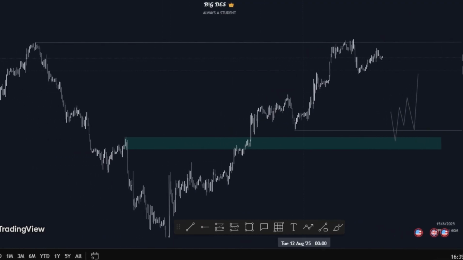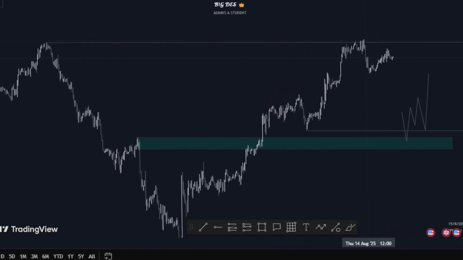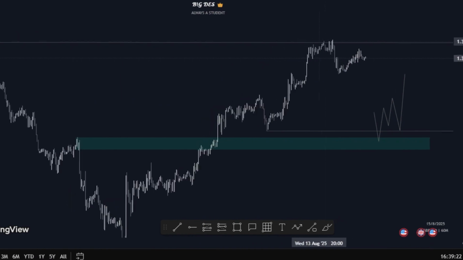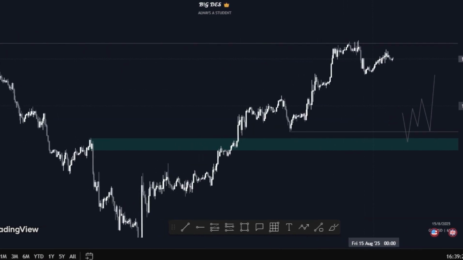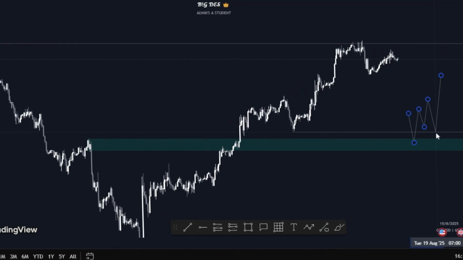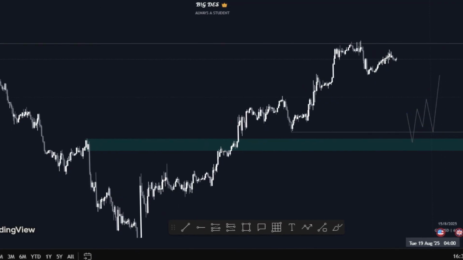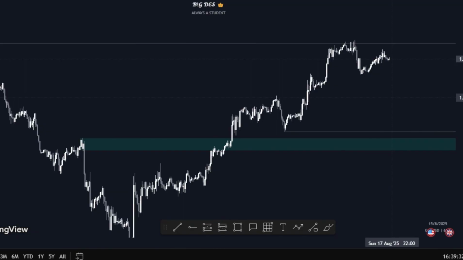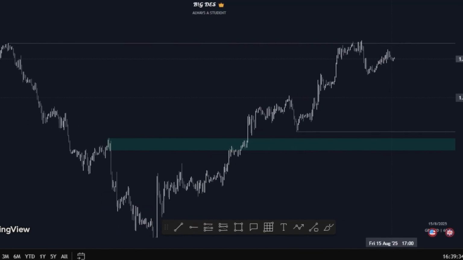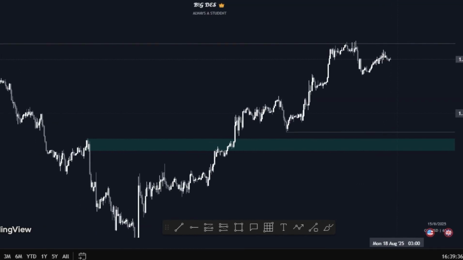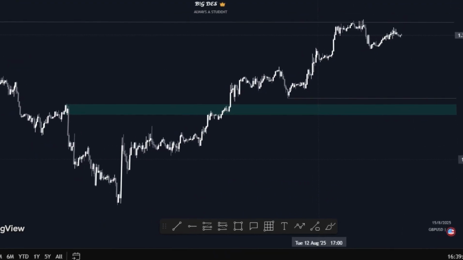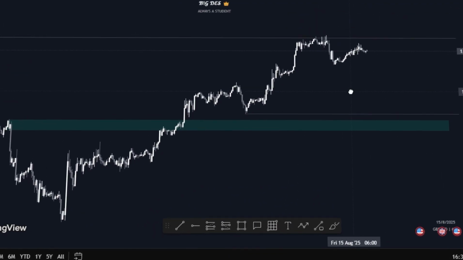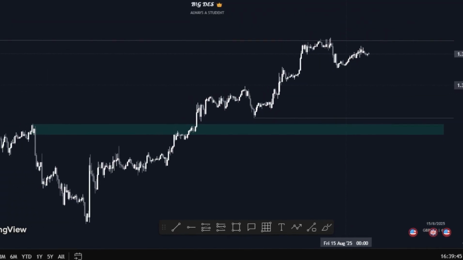Why do I say so? Because this actually took out liquidity, which makes this area strong enough to not have price go there again. That's what I think, in my opinion. I don't know what the market is going to do. I don't control it. I'm just saying, based on my experience.